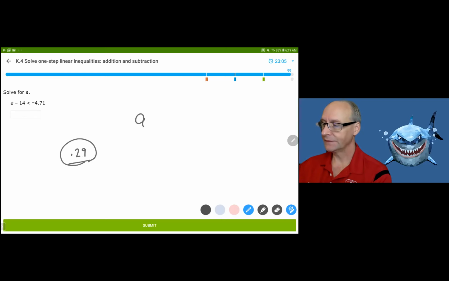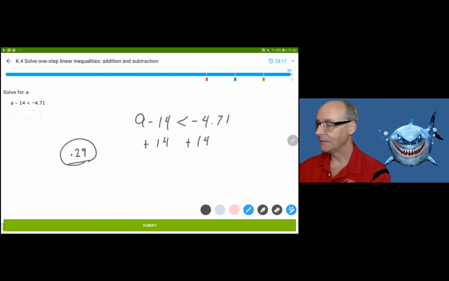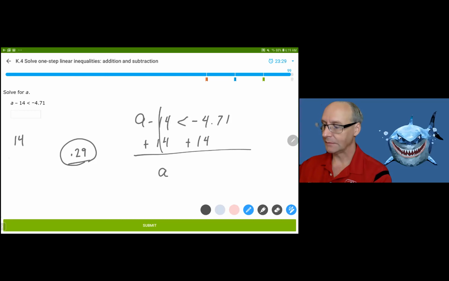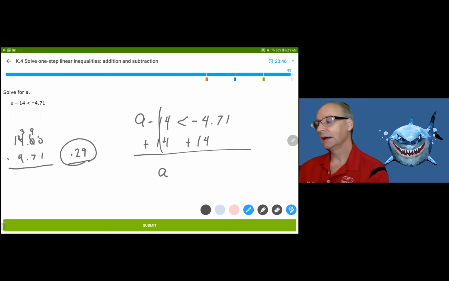And so here's the actual work for it. 14 is less than negative 4.71, and I have to add 14 to both sides. Now, the reason I love conjugates so much is that if you were to do this by hand, a lot of people are going to have to do the following. They're going to have to write the 14, and they're going to have to write the minus 4.71, and then they're going to have to put the decimals in, and then they're going to have to borrow from the 4, and they're going to have to put the 10, and then they're going to borrow from the 10, put the 9, and put the 10, and yada, yada, yada.